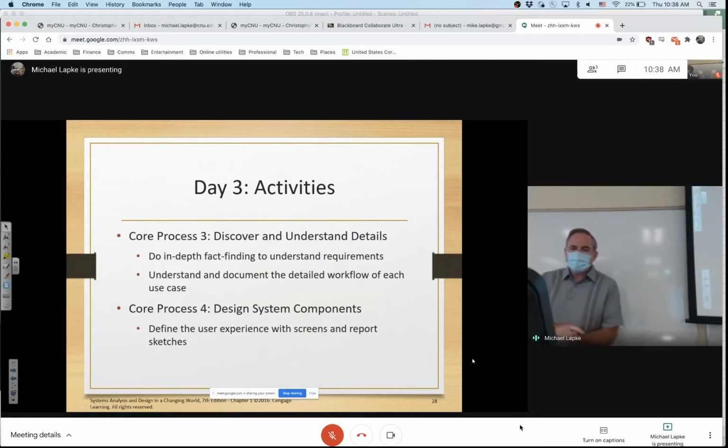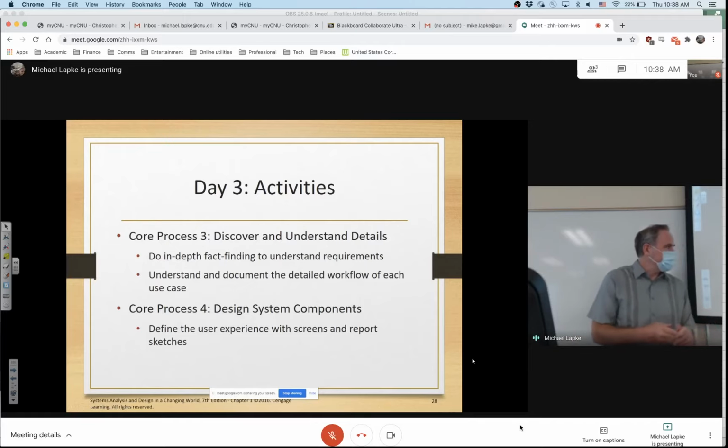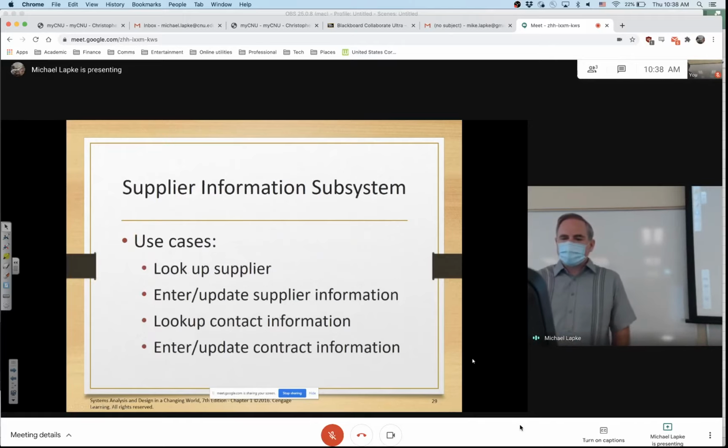Day 3 activities. So I think we did this. In-depth fact finding, so we're doing more analysis, understand and document the detailed workflow of each use case, and then define the user experience with screens and report sketches. So here we see some examples of use cases for the supplier information system.